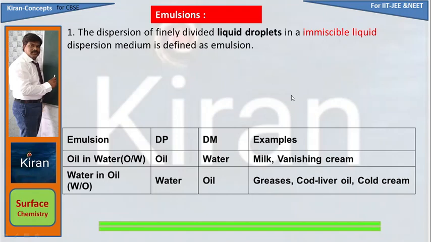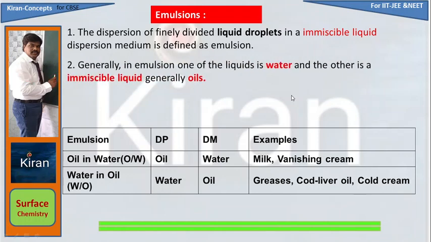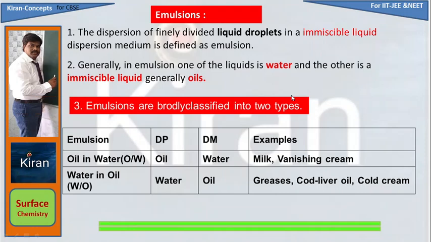You are going to get two kinds of emulsions. The dispersion of finely divided liquid droplets in an immiscible liquid dispersion medium is defined as emulsion. Generally in emulsions, one of the liquids is water and the other is an immiscible liquid, generally oil. These are the examples for emulsions. We have two types, oil in water type of emulsion and water in oil type of emulsion.